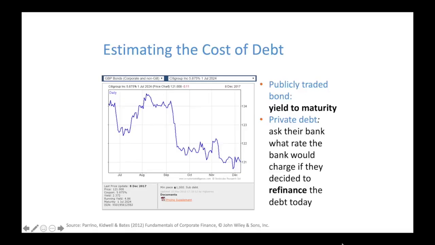Estimating the cost of debt. A publicly traded bond's cost of debt is the yield to maturity. For private debt, you will need to check with the bank to see what rate that they would charge if you decided to refinance today.